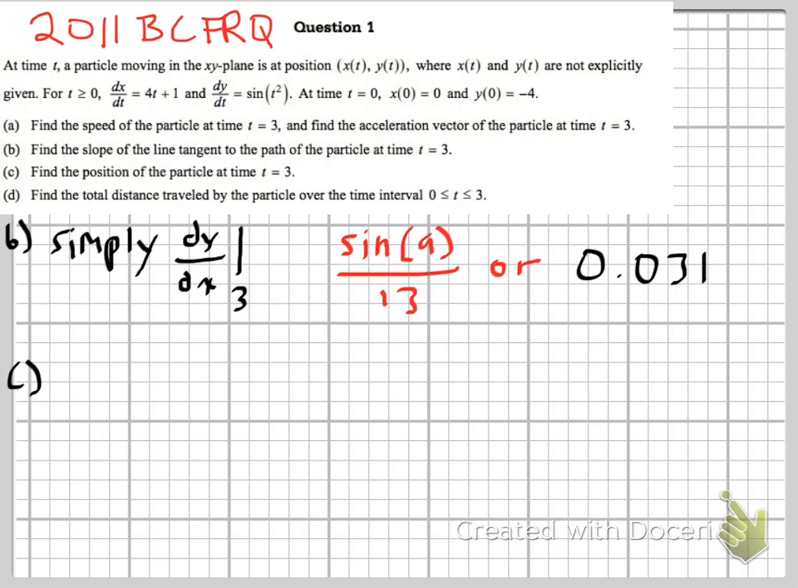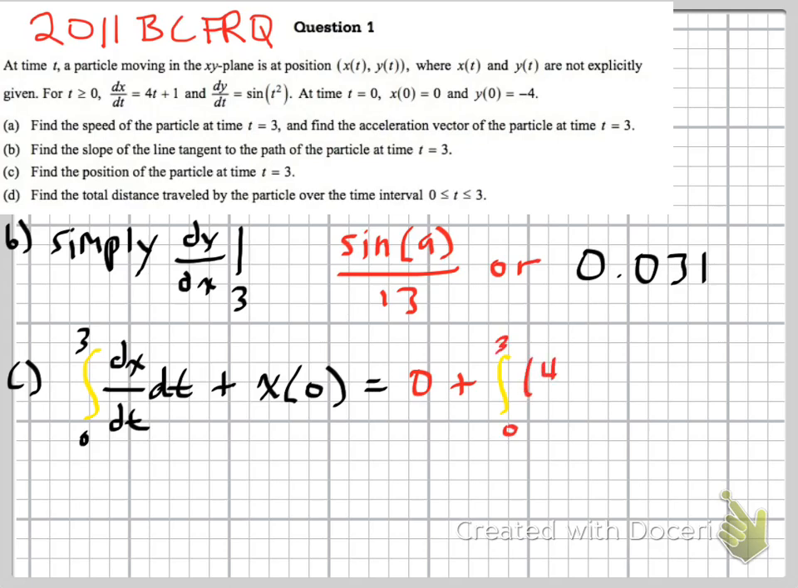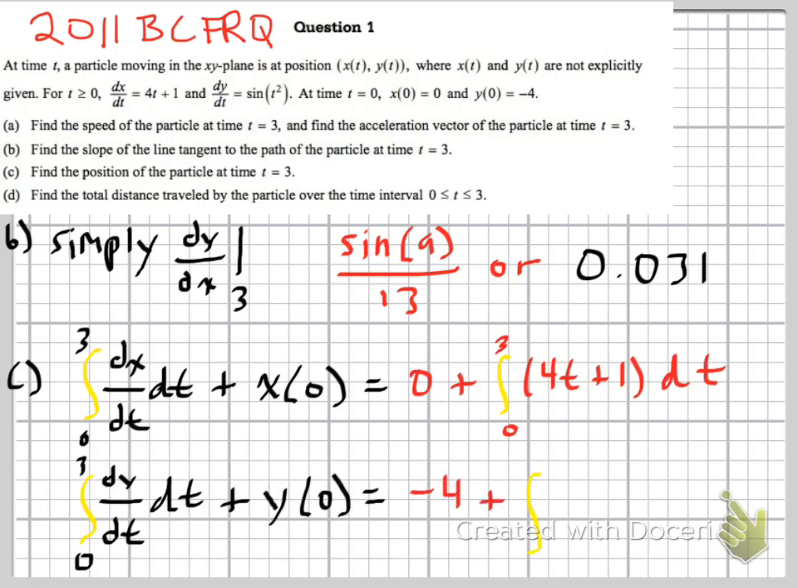So for part C, it's asking for the position of the particle at t equals 3. This is a little complicated, and it's going to take longer because we actually have to solve those two integrals, in terms of x the integral of the derivative of x with respect to t. Here, I'll write it out for you. So we're doing from 0 to 3 the integral of x with respect to t plus the initial condition at 0, and then the integral of y with respect to t plus the initial condition at 0. And on the right in red, you can see that I've simply plugged in all of what you need for this problem.